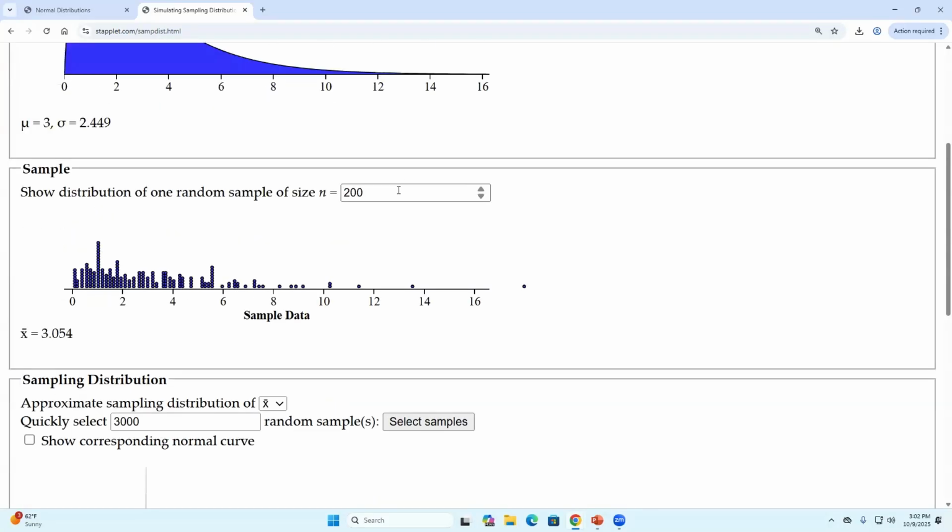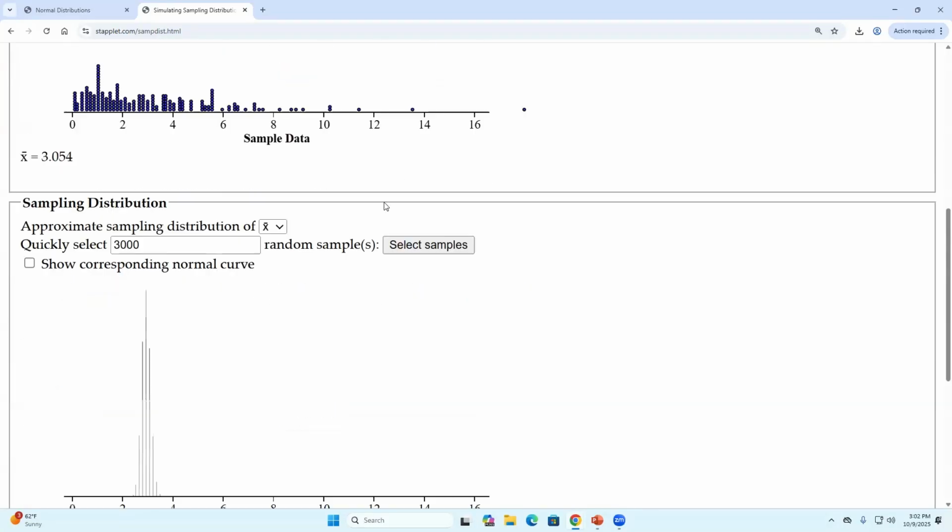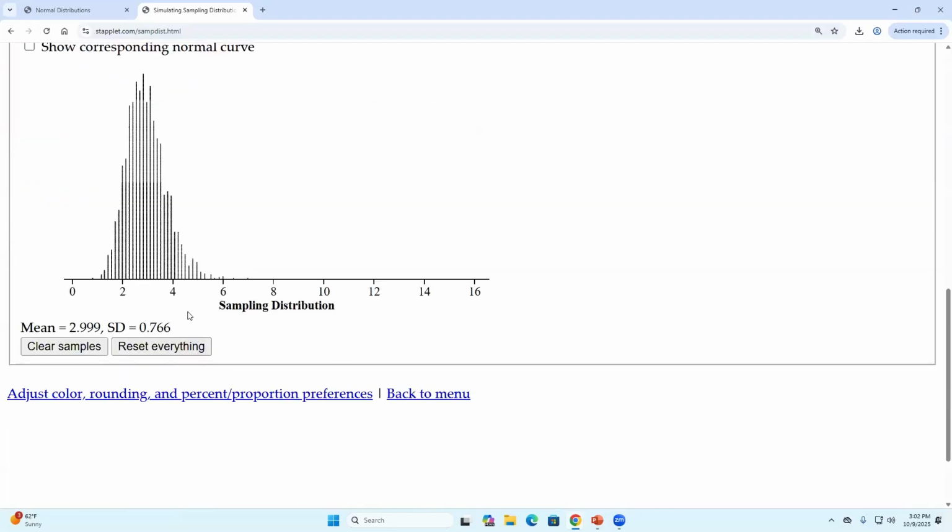Whereas when we only had 10 subjects and we had that standard deviation of 0.766, that's like looking through a high school microscope, right? It's still going to get you some results, but it's just not as powerful as it is if you have a larger sample.